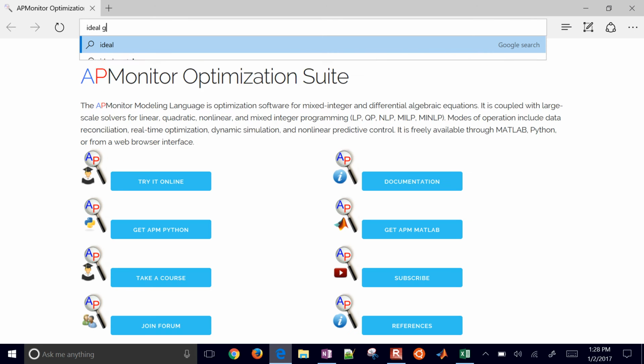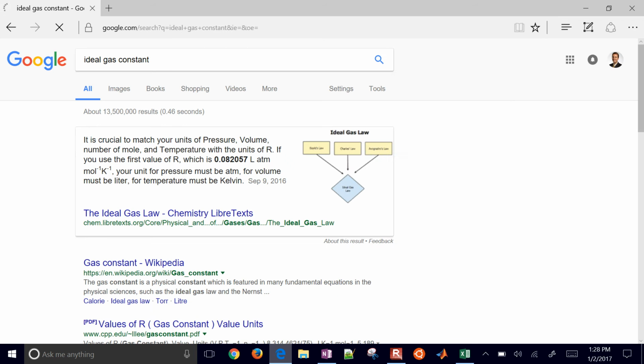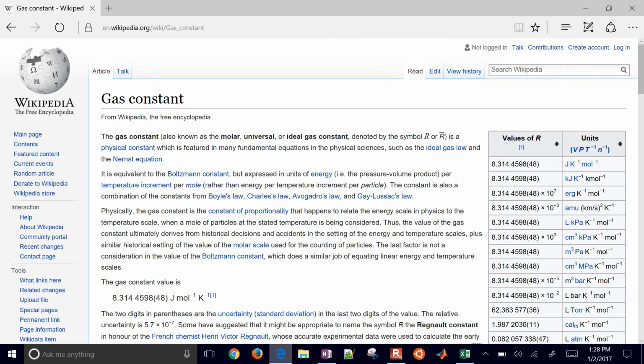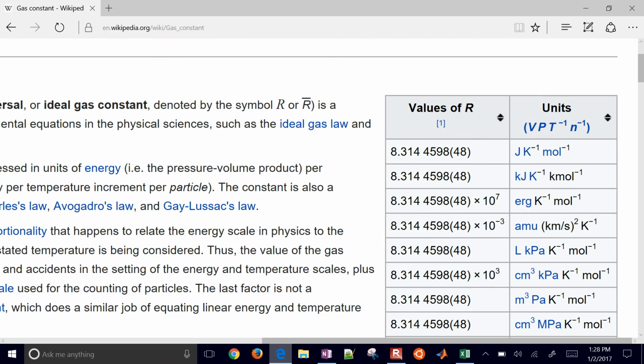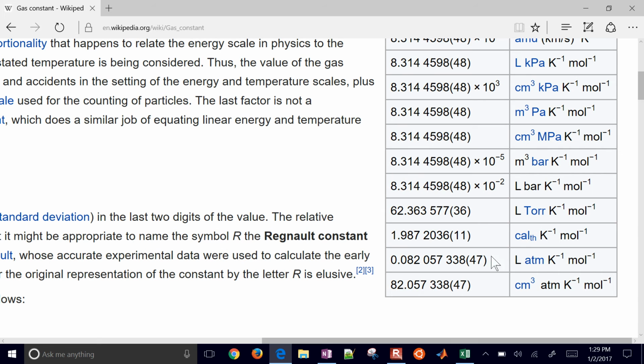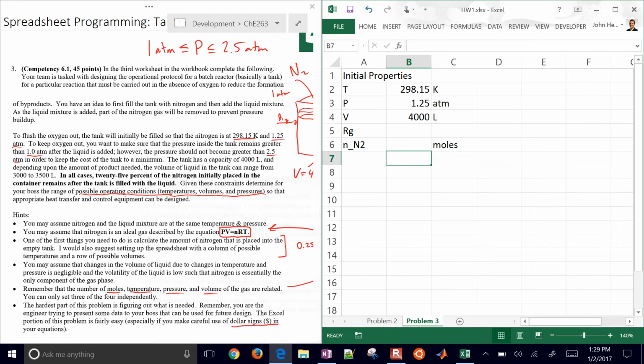So I'm just going to go to ideal gas constant and see if I can find it. Okay, I'll go to Wikipedia for this one. There's a bunch of values of R here for our ideal gas equation. Let's try to find the one with atmospheres, and there it is right here: liters, atmospheres, Kelvin, mole. I'll copy that number and paste it in right here.